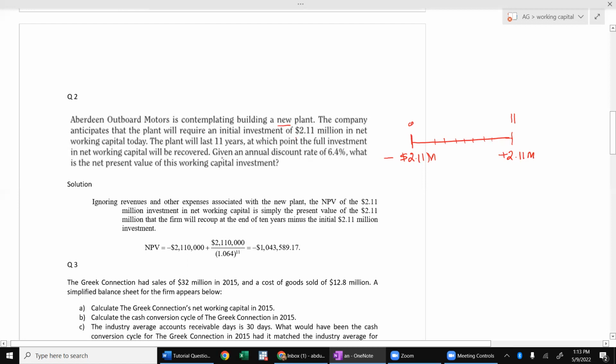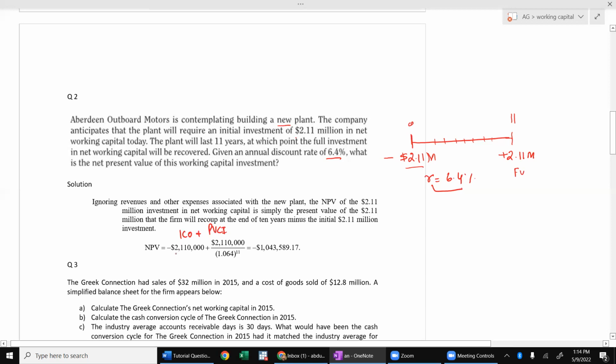Given the annual discount rate is 6.4%, what is the net present value of this working capital investment? We are not given any other information like sales or anything else, so we just need to find the NPV of working capital. It's a very simple case. This is the future value, and this is the initial cash outflow. So we need to do the NPV formula: initial cash outflow plus present value of cash inflow.